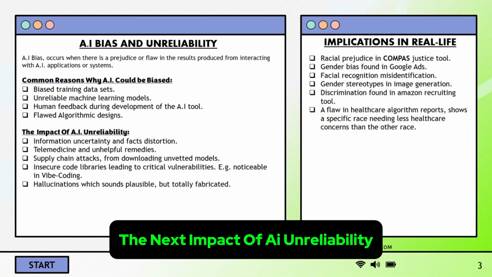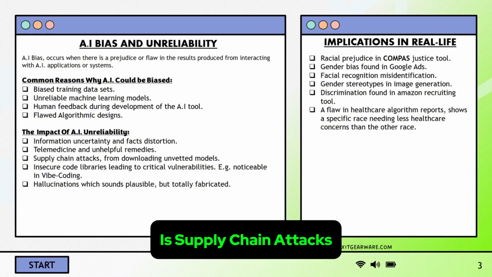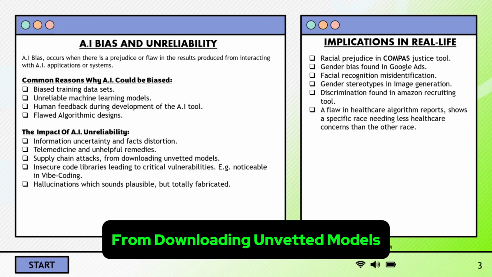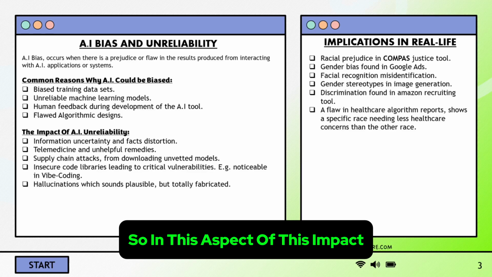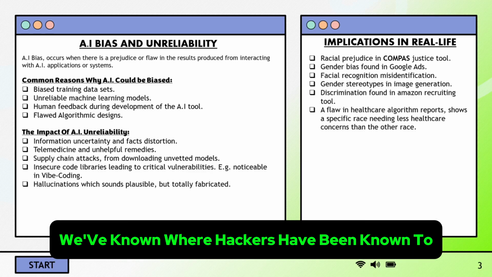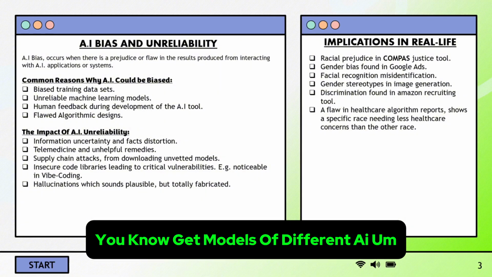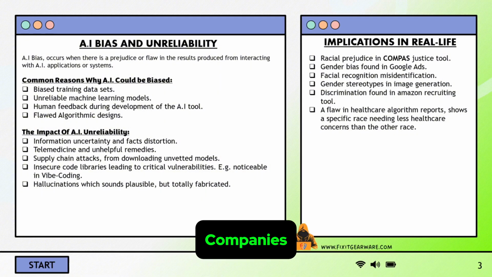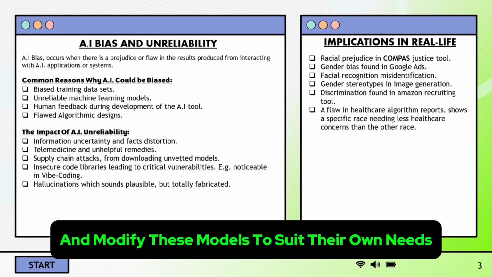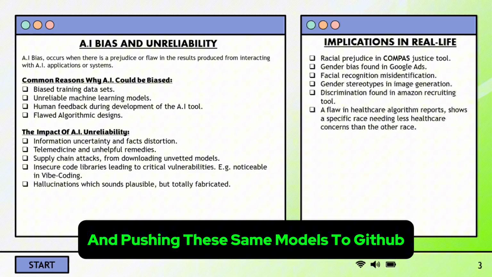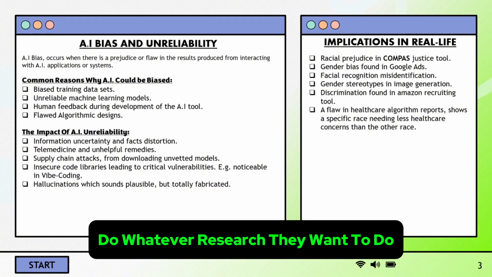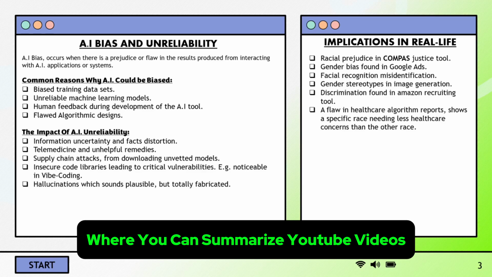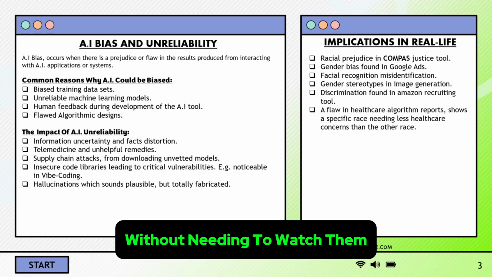The next impact of AI unreliability is supply chain attacks from downloading unvetted models. So in this aspect of this impact, we've known where hackers have been known to get models of different AI companies and modify these models to suit their own needs, and push these same models to GitHub, telling users to download and clone and use them on their system to do whatever research they want to do. You've seen AI models where you can summarize YouTube videos without needing to watch them and so on.